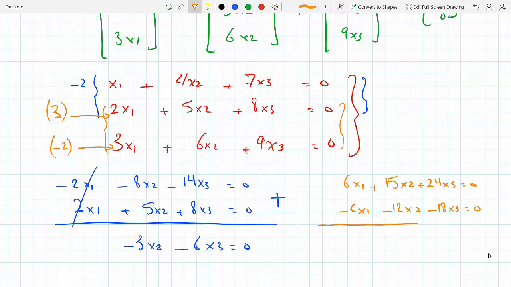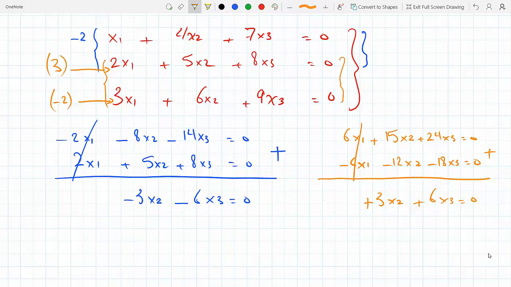And now I will add these two equations. These go away. I get plus 3x2, and 24 minus 18 is 6x3 equals 0. And now I can see that the x3s have the same but opposite sign coefficients, so they're ready to go, and I can add both of these equations.